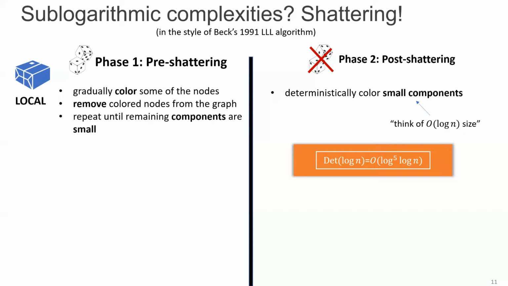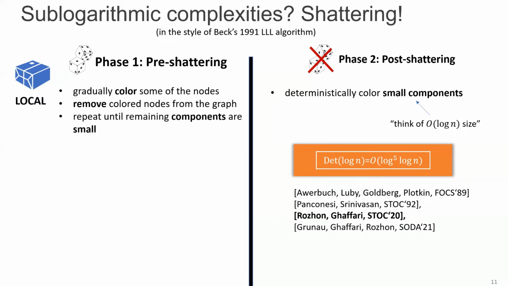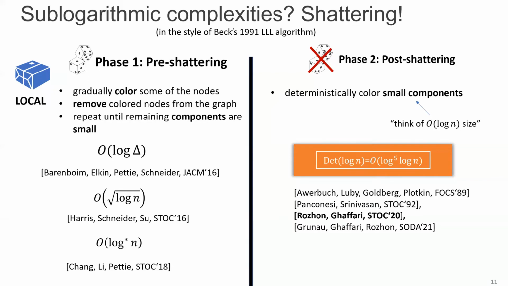And then the complexity of the second phase is just going to be the deterministic complexity on small instances. So that's why you get this additional log here in these complexities. We will focus more on the left-hand side today. So this right-hand side, as I said, there have been a long series of papers improving this deterministic complexity, but our focus is going to be on the left-hand side.